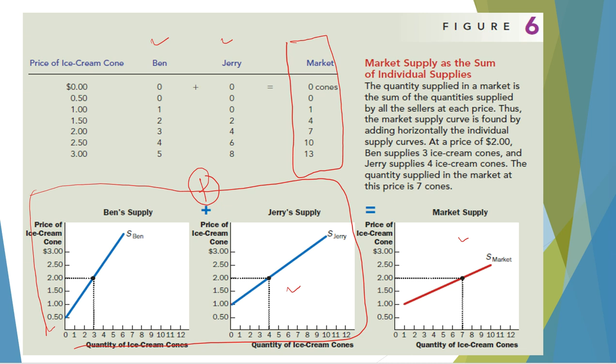But at the price of RM2, if we look here, Mr. Ben can produce 3 units, whereas Mr. Jerry can produce 4 units. At the price of RM3, Mr. Ben can produce 5 units, but Mr. Jerry can produce 8 units. So that is why his curve is flatter compared to Mr. Ben's.